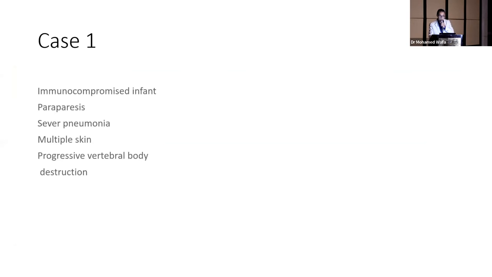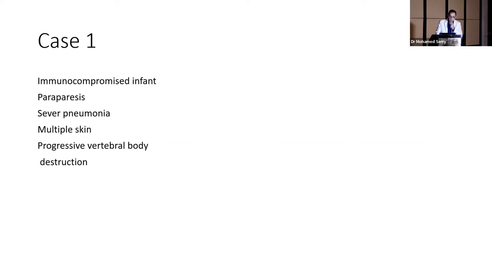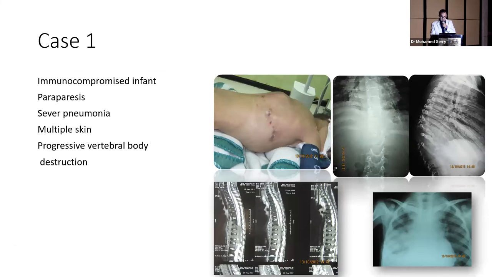Case one: an immune compromised infant, 2 years old, presented with progressive paraparesis, severe pneumonia, and multiple skin lesions. Plain films and MRI show progressive severe destruction and replacement by a soft tissue mass, peri- and intraspinally, affecting about 5 thoracic vertebrae. A chest X-ray revealed severe pneumonia. What is the most probable diagnosis?